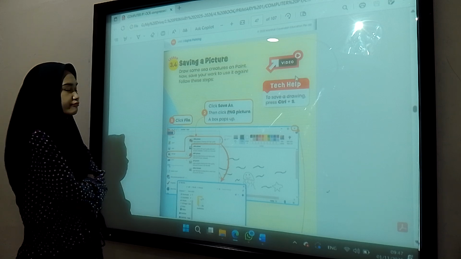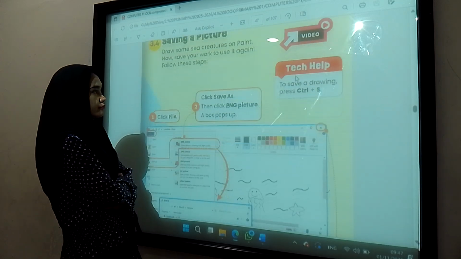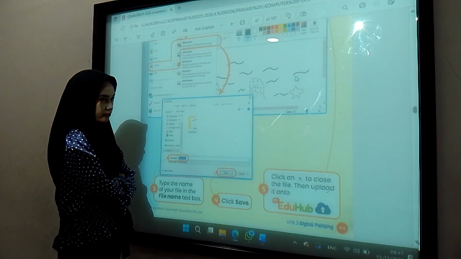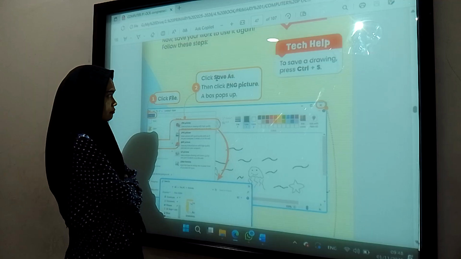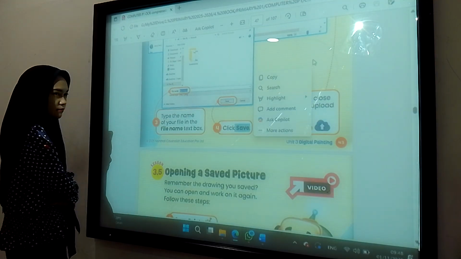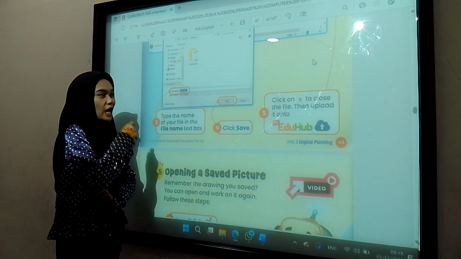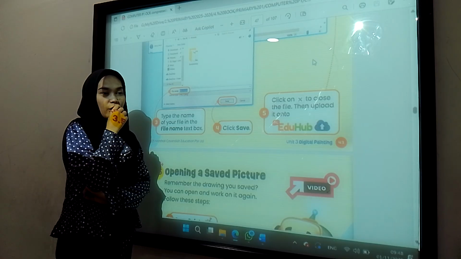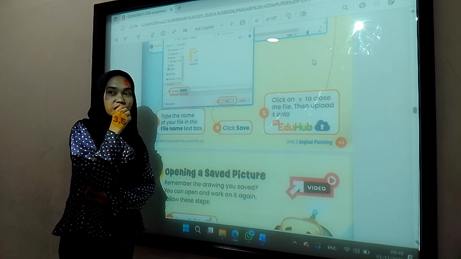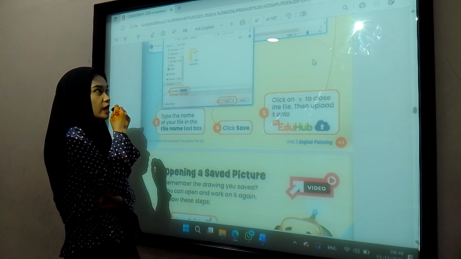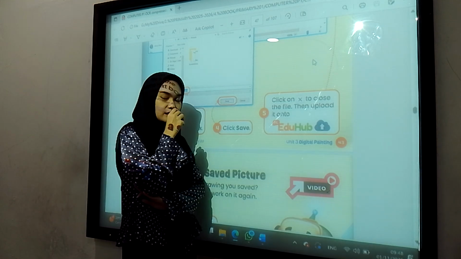Okay, how to save in a picture? There is some feature that our computer provides to us. Both of these features are actually the save as and the save. So can you mention the difference between save as and save? If save, we just save in one file. For save as, we can choose where we want to save the file, for example in documents, in downloads, or you can make a new folder. So save as and save are different.